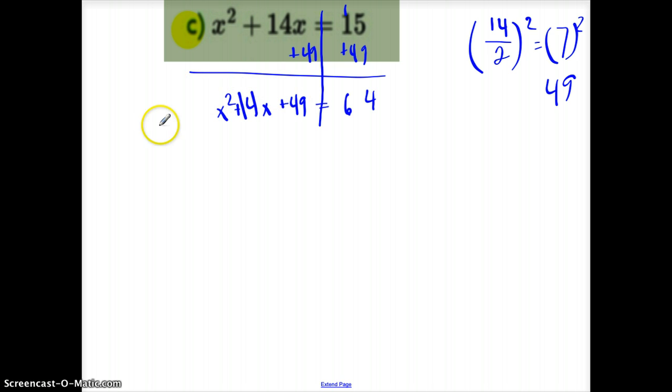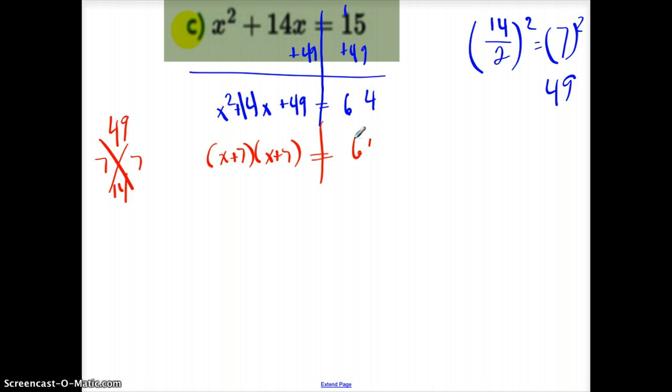So I'm going to factor this side. Remember, this is a coefficient of 1. That's what I want. So I'm going to have 49 and then 14 on the bottom. That's going to be 7 times 7. So I'll have x plus 7 times x plus 7 equals 64. Now what I'm going to do is I'm going to put these together as one. X plus 7 squared equals 64, and I'm going to square root each side.